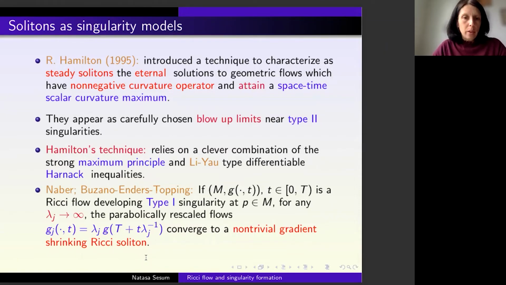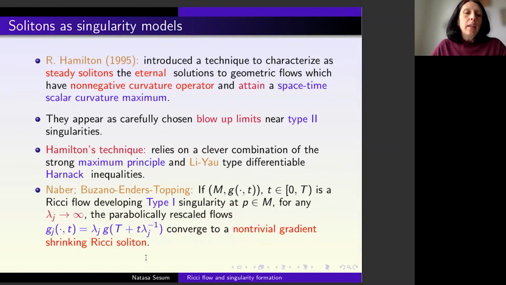He also proves this for the Ricci flow. As I said, type 1 singularities are easier to understand. And I'm going to remind you that type 1 singularities are the ones which do not blow up worse than a constant over time to blow up, right? And there are two papers, one by Naber, and the other one by Enders, Müller, and Topping. They show that if your flow has only type 1 singularities, then the blow-up limits are shrinking solitons.